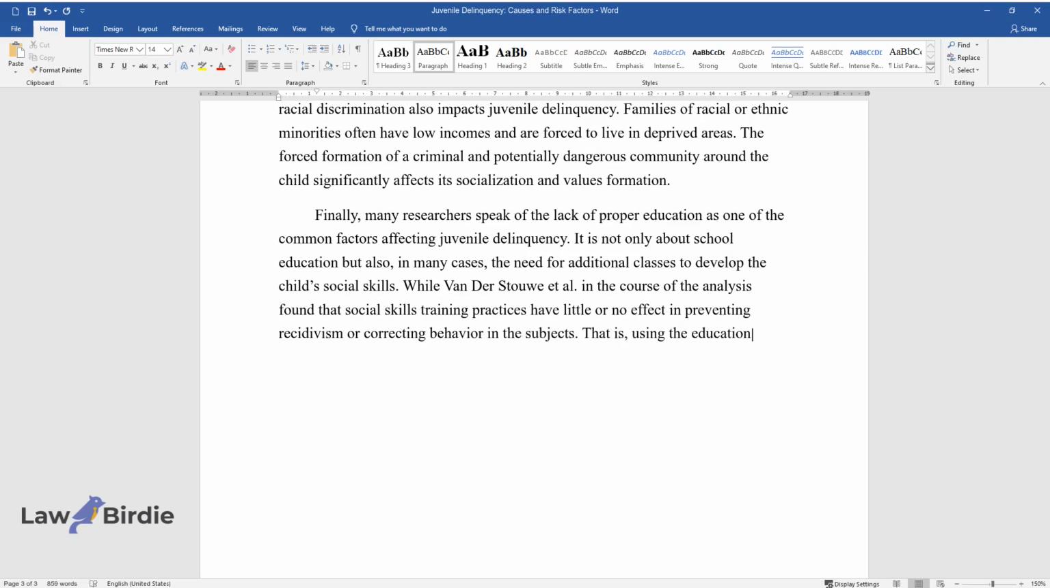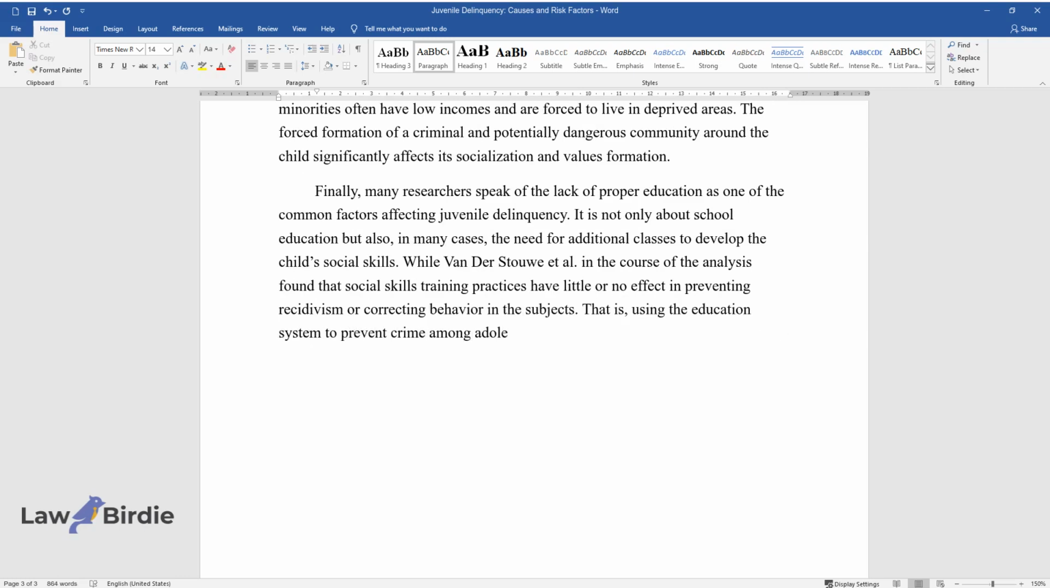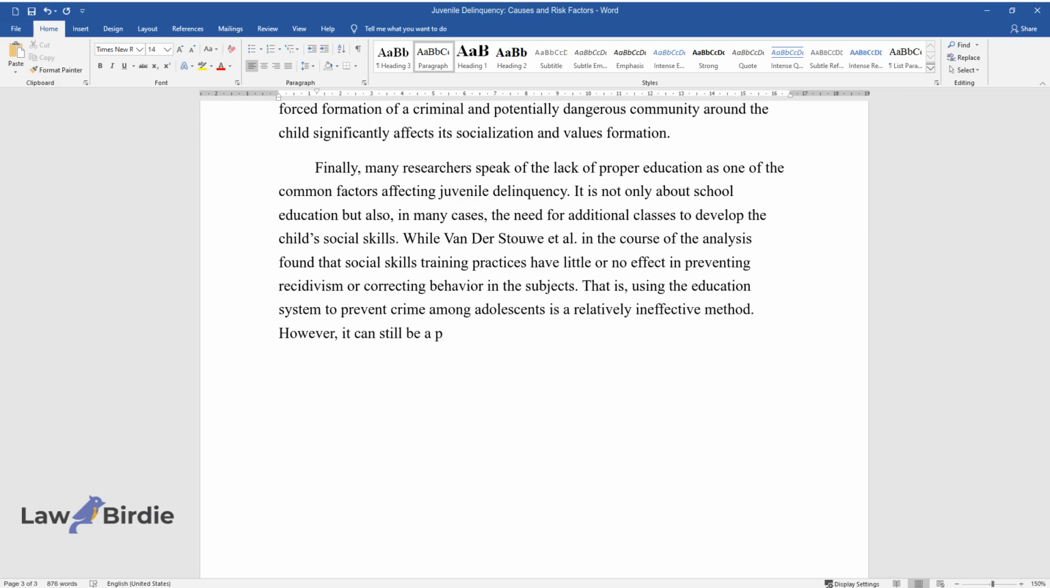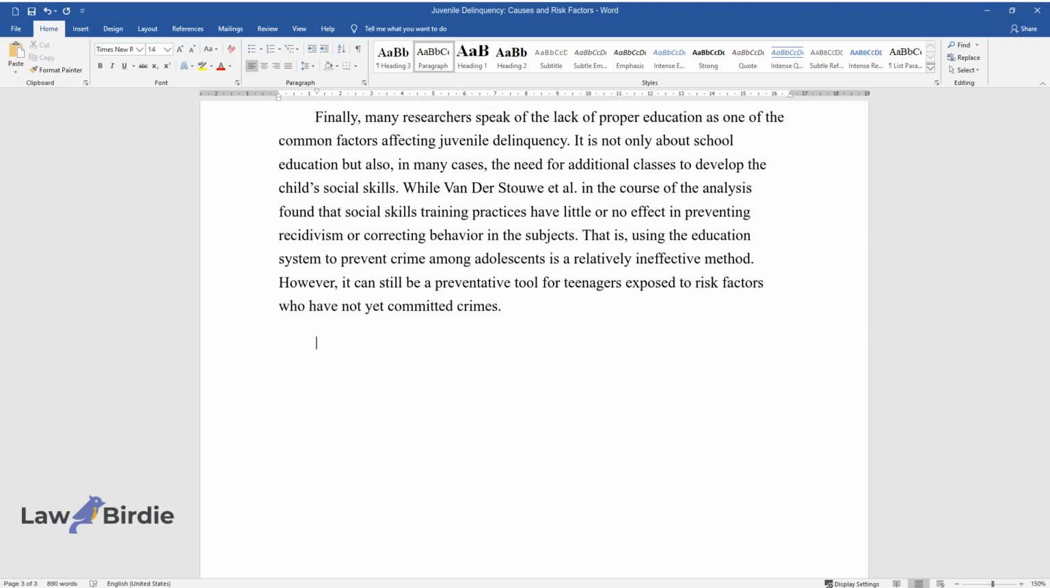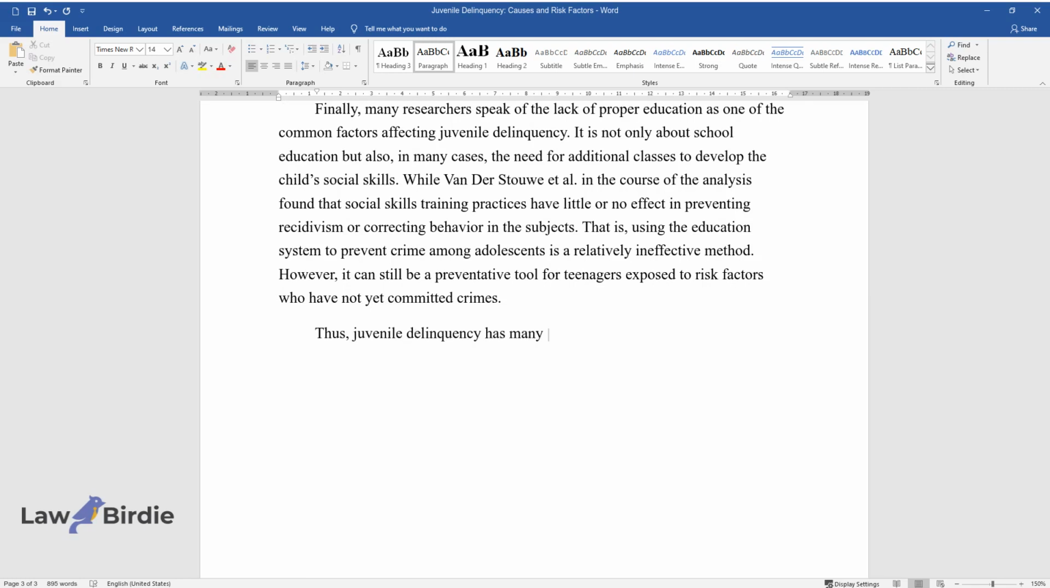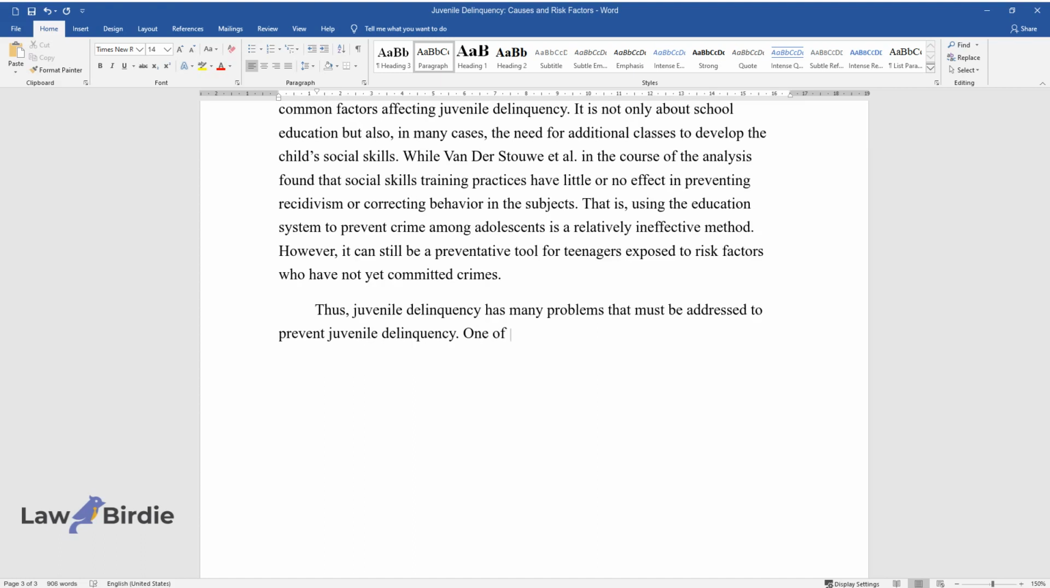That is, using the education system to prevent crime among adolescents is a relatively ineffective method. However, it can still be a preventative tool for teenagers exposed to risk factors who have not yet committed crimes. Thus, juvenile delinquency has many problems that must be addressed to prevent it.